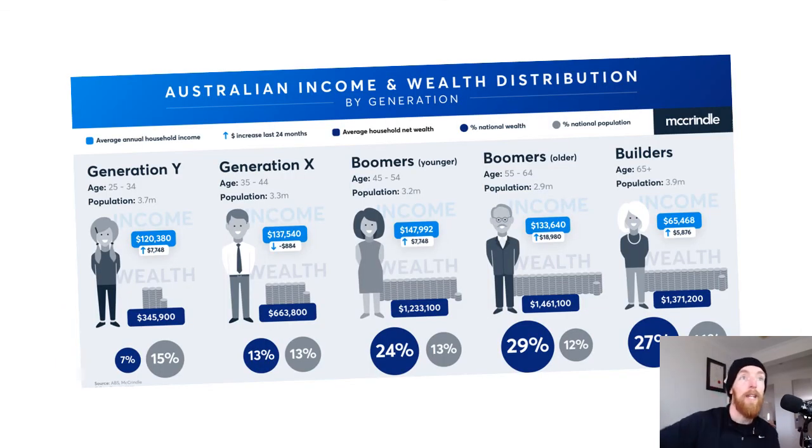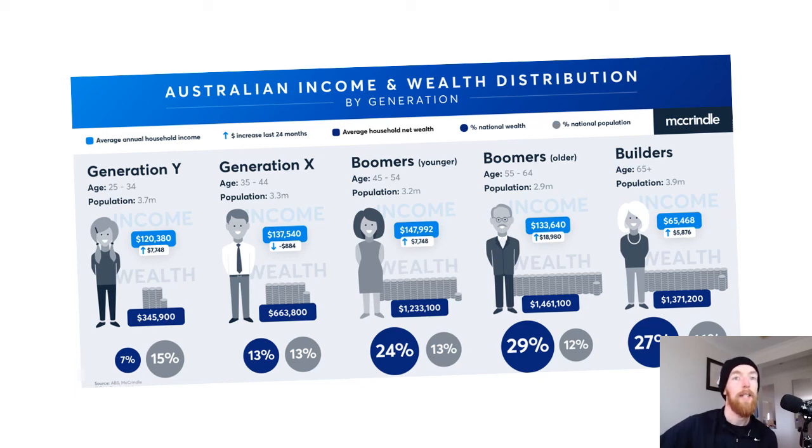And then if we just look at how income and wealth is spread across generations, this is not actually that important. I just thought it was interesting when I found the image yesterday. You can see that what we've got here is the average household income per generation. So you'd see that younger boomers are earning the most overall, whereas older generations are earning less, and Generation Y is earning a bit less than Generation X.